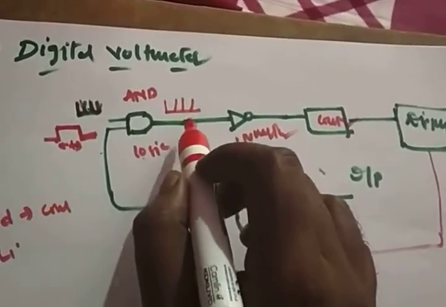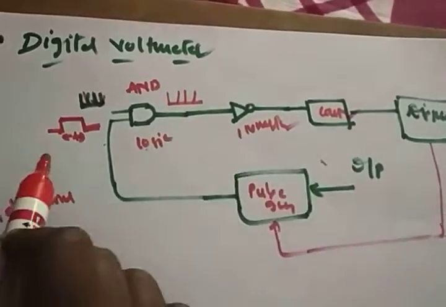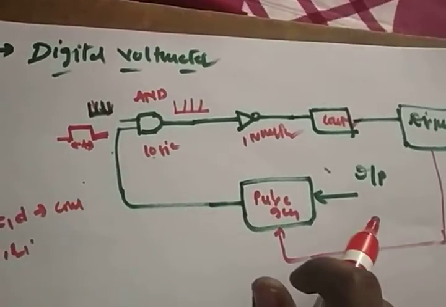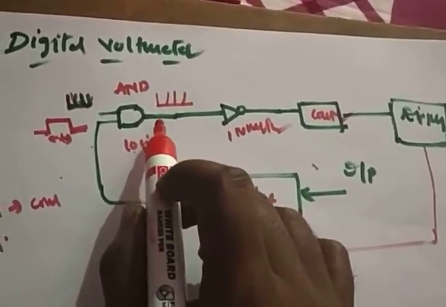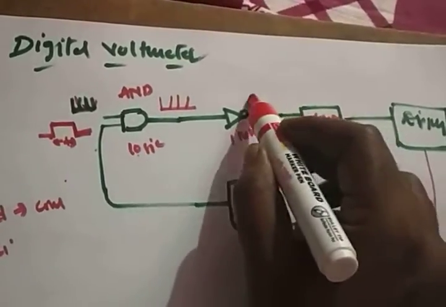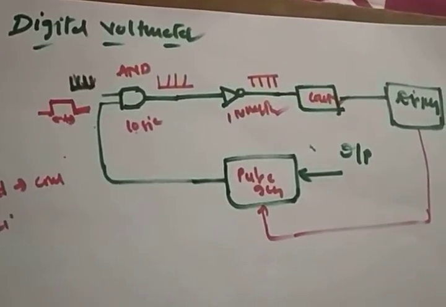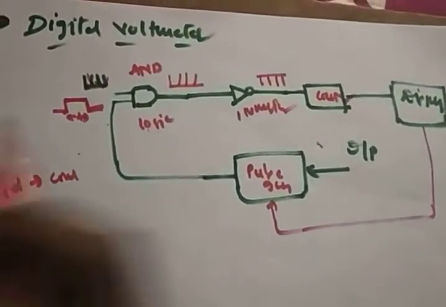Now, the output of the AND gate is a train of pulses which is analogous to the rectangular wave, which is analogous to the input that you applied. After that, the output coming out from the AND gate is given to the inverter, so it can invert the clock pulses or train of pulses, because it will be very easy to understand how many pulses are generated for a counter.